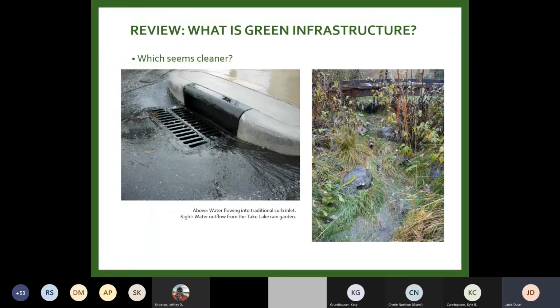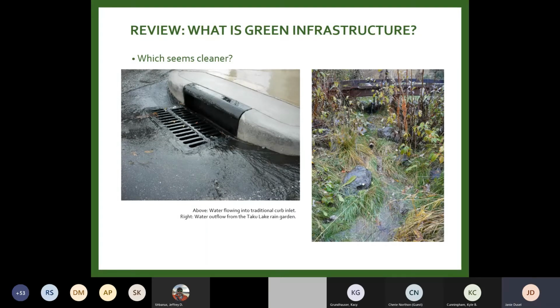So another way that I like to present green infrastructure, just conceptually, just to keep in your mind as you're going through today's presentation and working on projects of your own. The picture on the left is just water flowing into a traditional curb inlet, and the picture on the right is the outflow from the subdrain at the Taku Lake Rain Garden here in Anchorage.